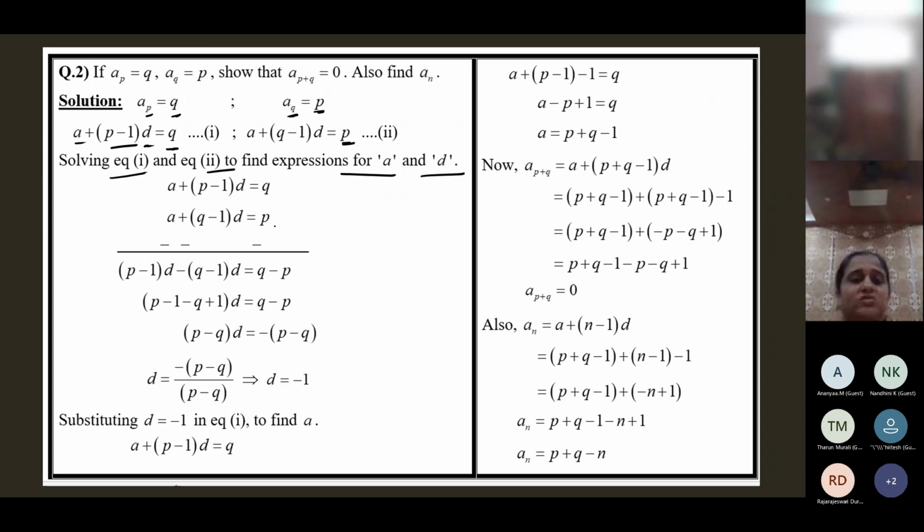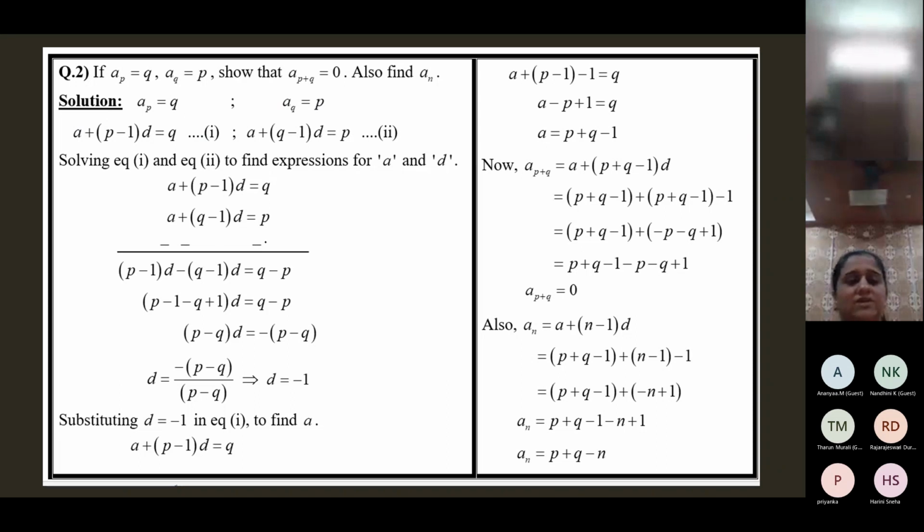So write the equations one below the other, and you have to change the signs. So A and minus A will get cancelled. P minus 1 into D minus, take the new sign, Q minus 1 into D is equal to Q minus P. Children, these are the new signs. A minus A gets cancelled. P minus 1 into D minus Q minus 1 into D is equal to Q minus P.